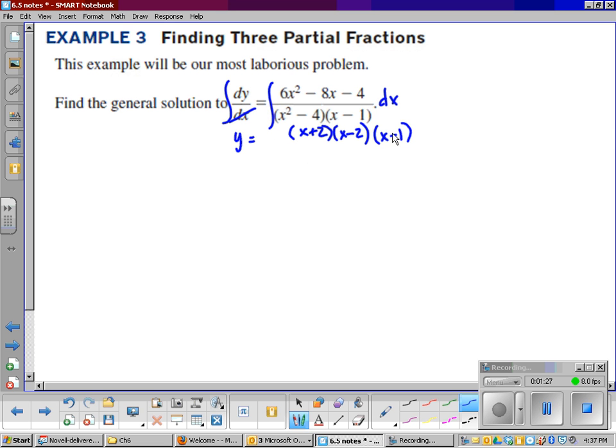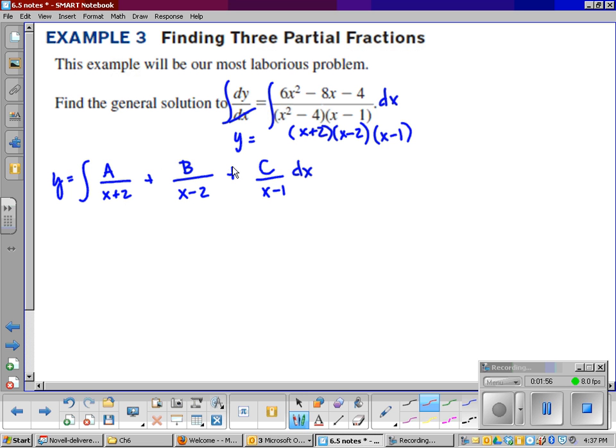Since we have three linear factors, we're going to have three fractions in our decomposition. So let's say that y is equal to the integral of a over x plus 2 plus b over x minus 2 plus, just add another letter, c over x minus 1. So our work here is just going to be more work. It's not going to be any different than what we did before.